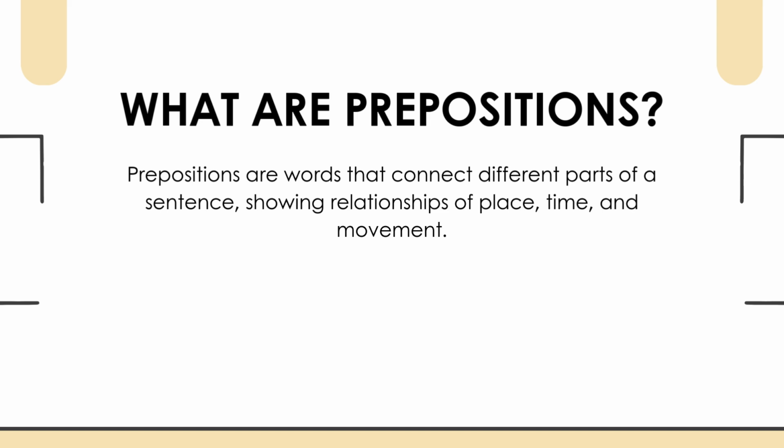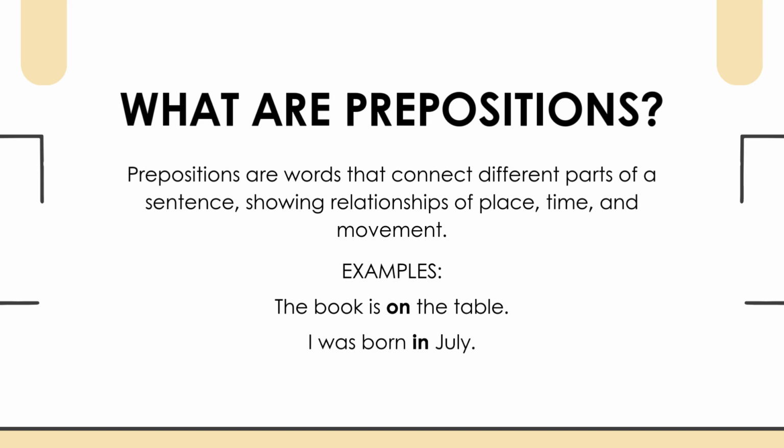Prepositions are those small but powerful words that connect different parts of a sentence. They help show relationships of place, time, and movement. Let me give you a few examples. The book is on the table. Here, on shows the position of the book. I was born in July. The preposition in tells us when something happened. He walked into the room. The word into shows movement from one place to another. Pretty straightforward, right? Let's break down each category in more detail next.